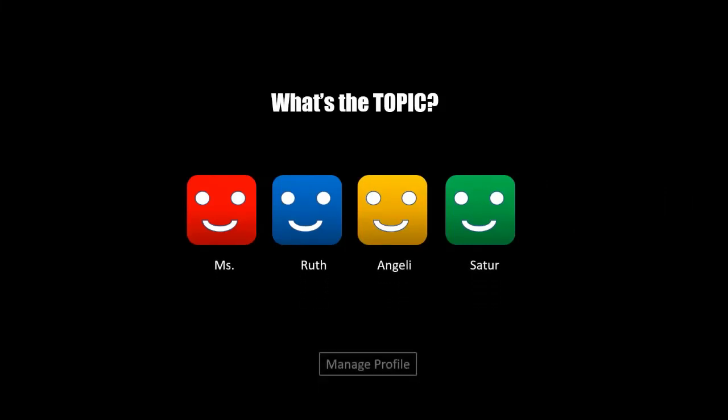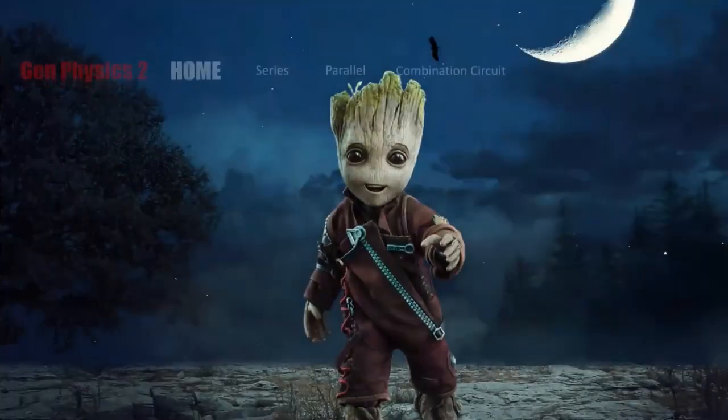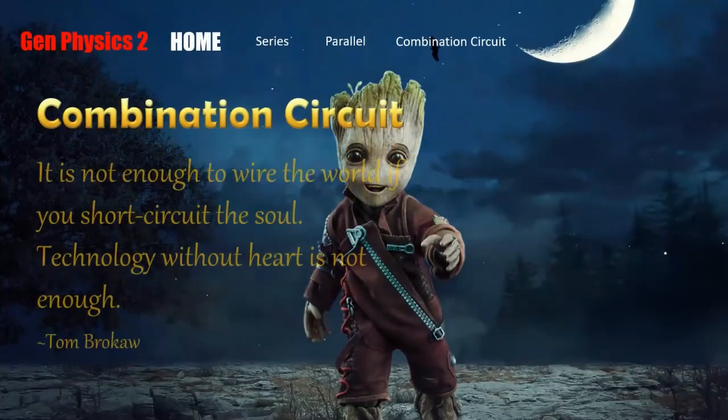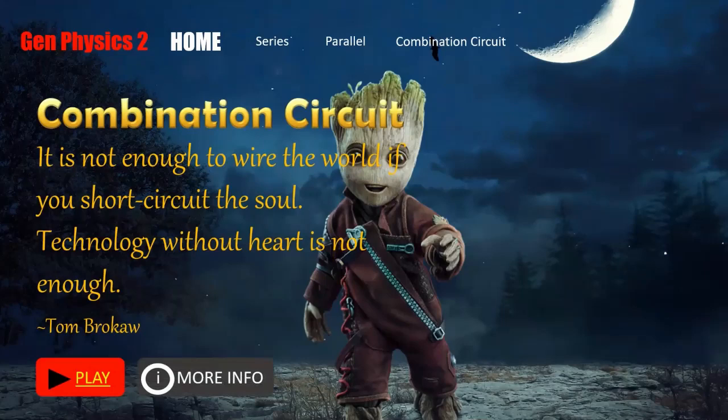Good day, everyone. Before discussing our last topic for this semester, let me share this quote first. It is not enough to wire the world if you short circuit the soul. Technology without heart is not enough. As they say, technology is a useful servant but a dangerous master. So let's use technology wisely and know that everything has a process. Just enjoy the process because living without love is meaningless.